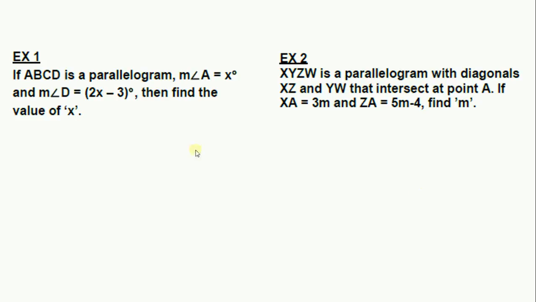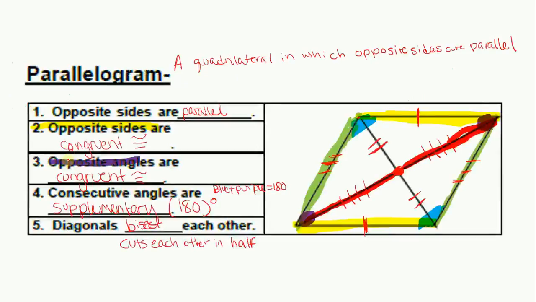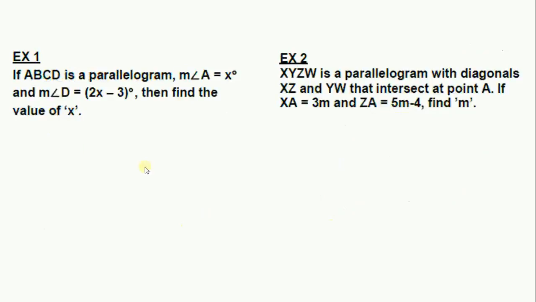Find the value of x. Let's actually draw this, shall we? So I'm going to draw my parallelogram here. A little bit rectangular-ish, but it should be okay. So they tell me ABCD is a parallelogram, and they say angle A is x degrees, so I'm going to put that. Measure of angle D is 2x minus 3 degrees. Find the value of x.